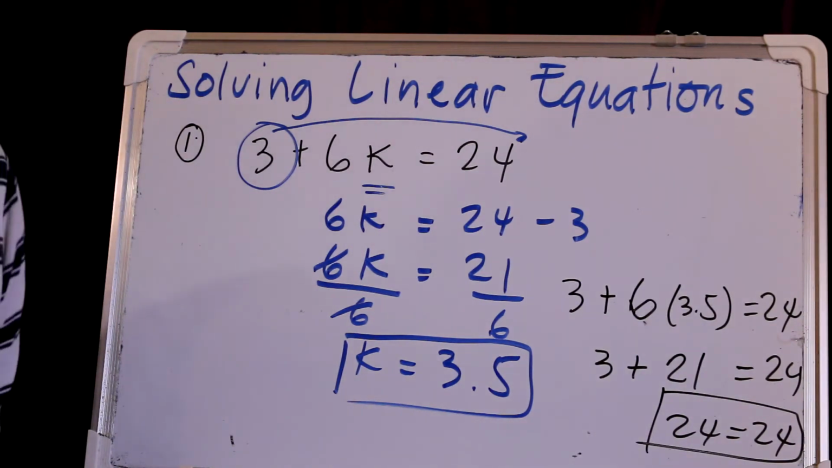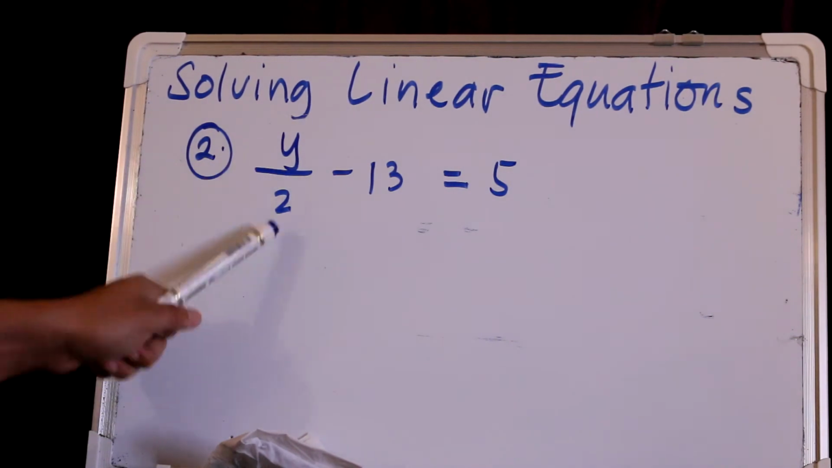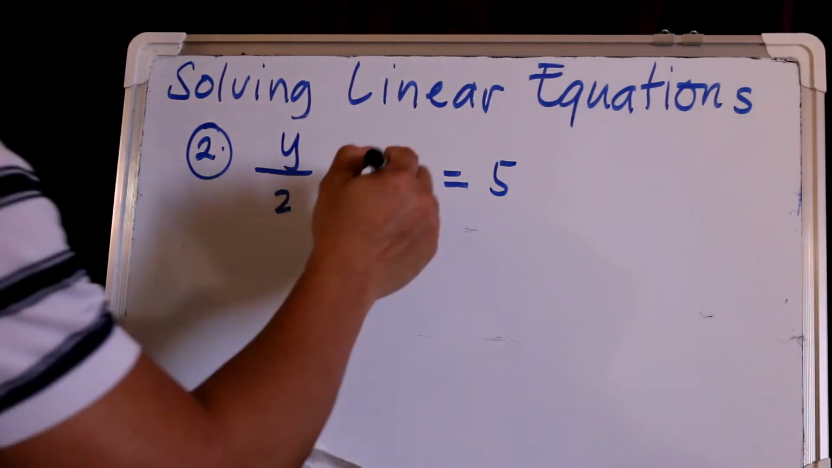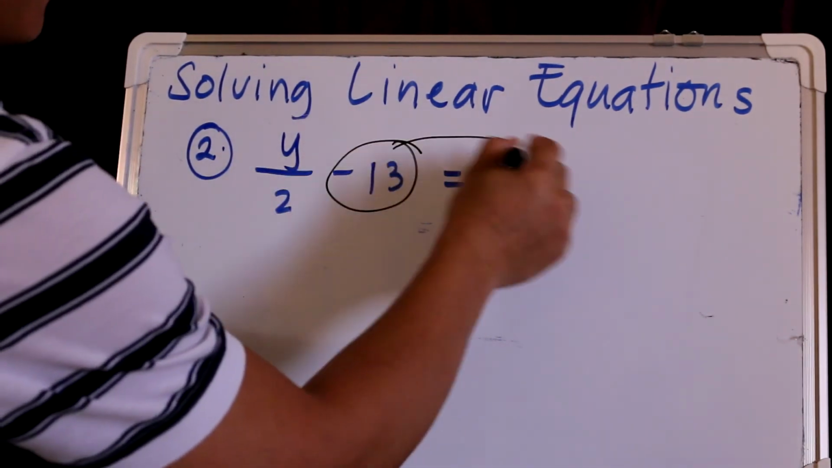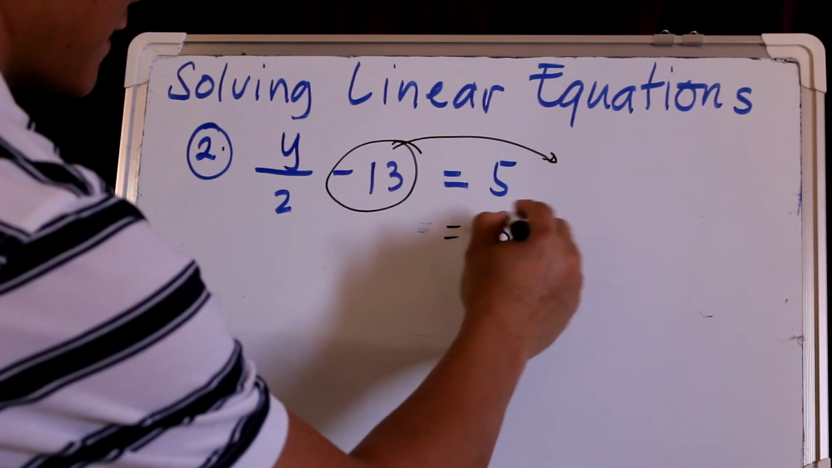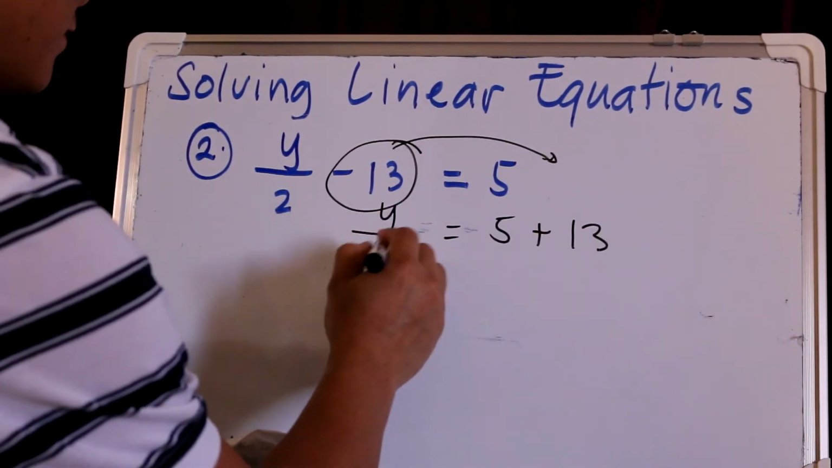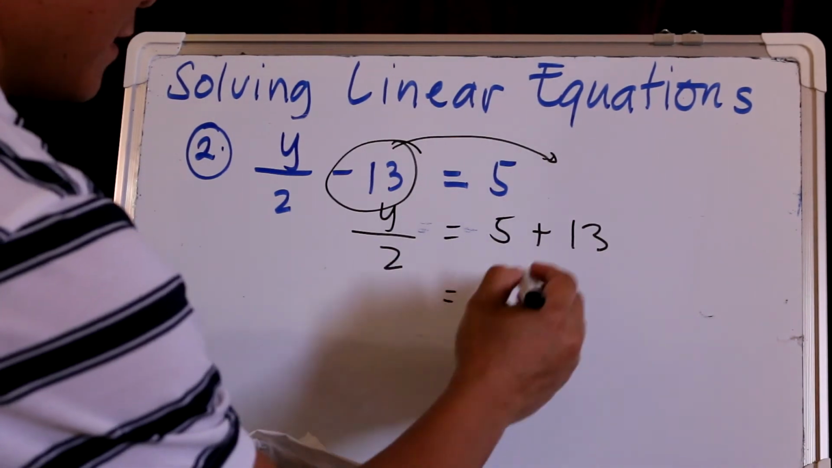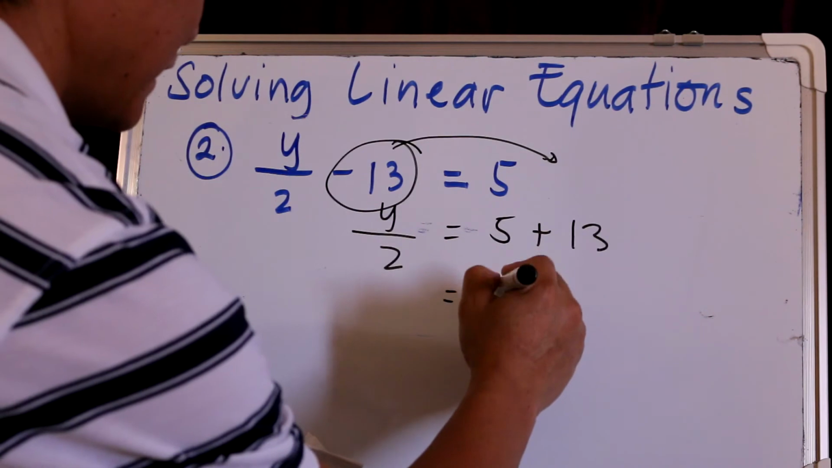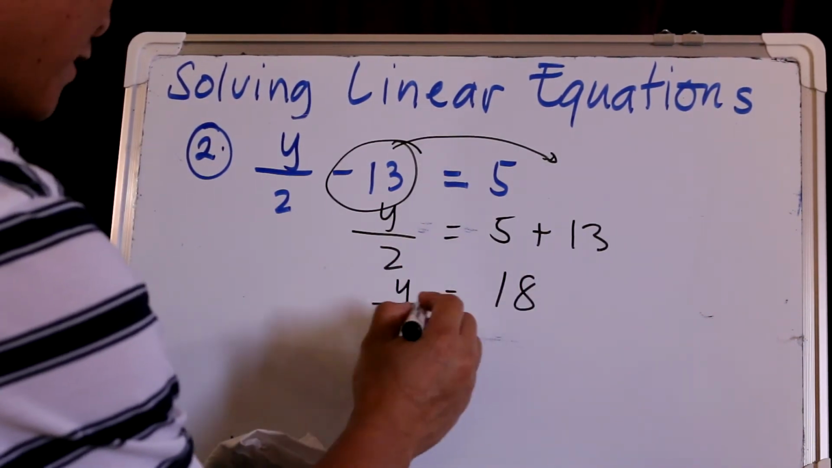Okay, let's have example number 2. Okay, example number 2 here, you have y divided by 2 minus 13 equals 5. So we'll start with 13. 13 goes to that side of the equation, so that means 5 plus 13. Then you will have y over 2. That means 5 plus 13 is 18. And so you have y over 2.